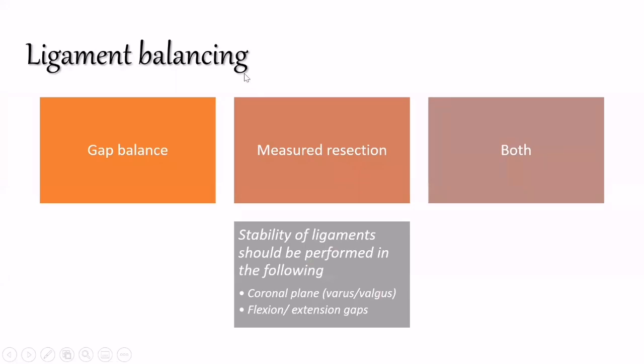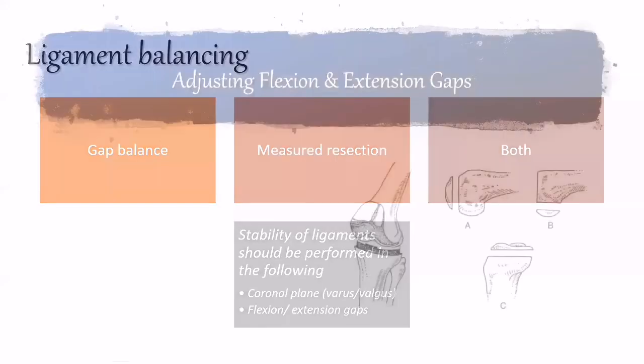So after that, we will go for ligament balancing. There are 3 methods that we can use: the gap balance, measured resection, and both. In the next few webinars coming, there are controversies between both, but both of them must be used together. For the stability of the ligament, we should perform the following in the coronal plane, varus and valgus, and the flexion and extension gaps.